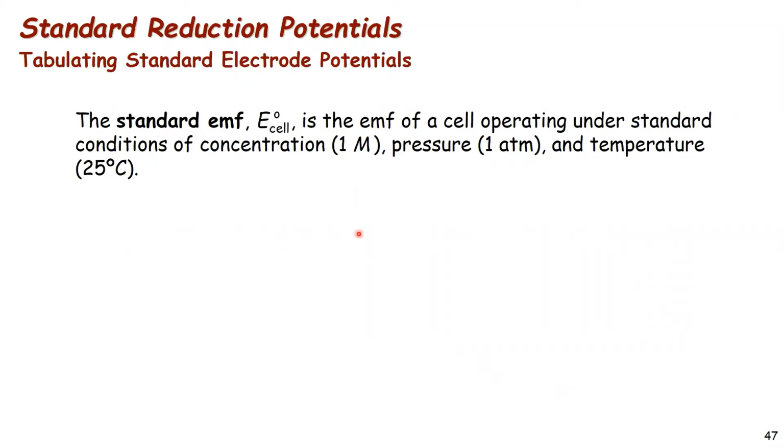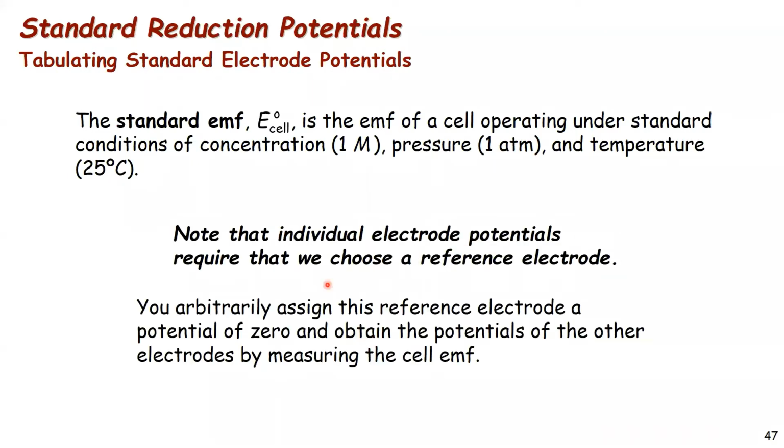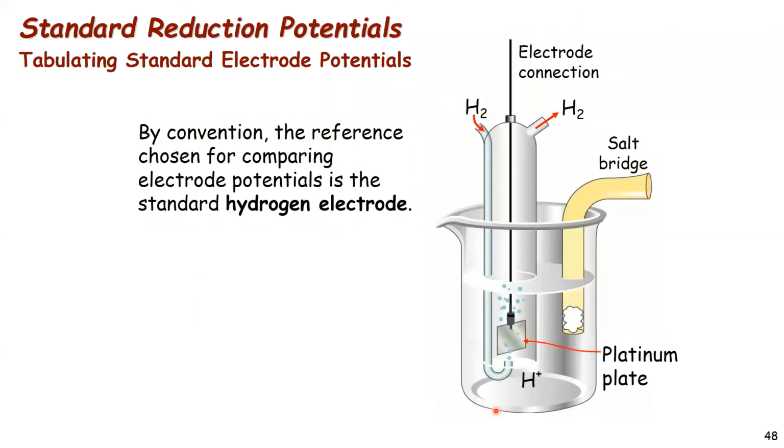Okay, so the standard EMF is, again, the EMF of the cell operating under standard conditions. So 1 molar for solutions. If there's gases, 1 atmosphere, and the temperature is going to be at 25 degrees Celsius. Note that individual electrode potentials require that we choose a reference electrode. So this is just some arbitrary electrode that we're going to use for all other materials. And we chose the hydrogen electrode for that. So all of the cell potentials in those tables are based off the hydrogen electrode.